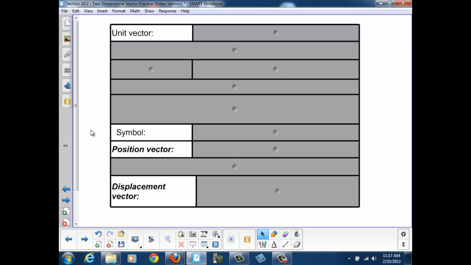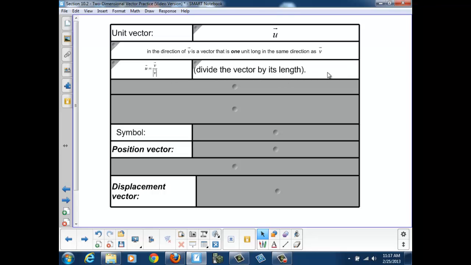Let's continue. The unit vector is defined as this symbol u with the arrow over it, and defined as being in the direction of our original vector that is 1 unit long in the same direction. We calculate our unit vector by taking our original vector and dividing it by the magnitude of our original vector, so the components. We divide the vector by its length.